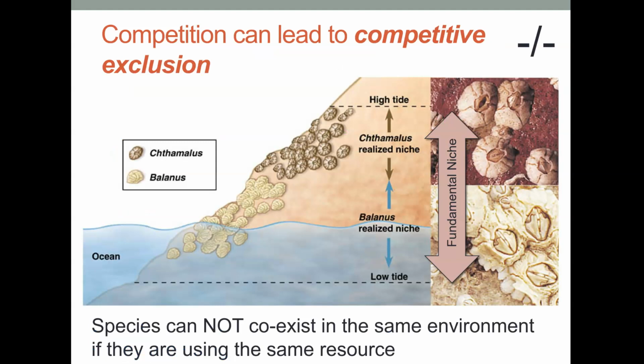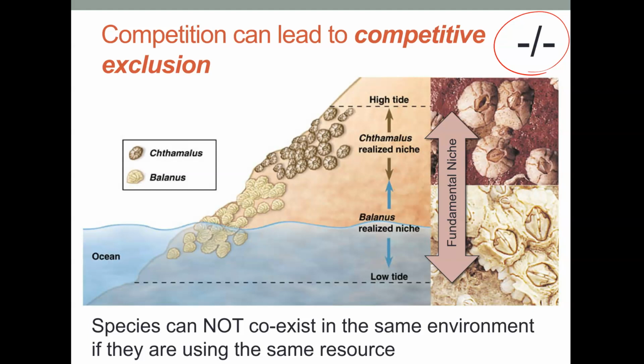So let's talk about competition first. Competition is not good. Again, it's a negative relationship. In other words, neither competitor, neither organism, wins in the case of competition. Here we have two different kinds of barnacles, Cathylamus, I think is the way you pronounce that, and Balanus, two different species of barnacle, and they cannot exist in the same environment if they are using the same resource. They will basically compete, and that causes them to lose energy, and one of them is going to get squeezed out.